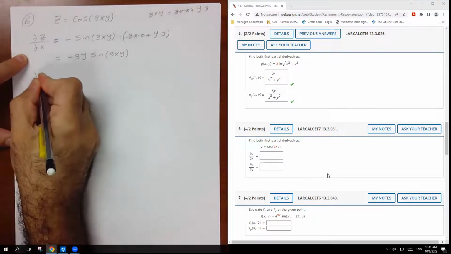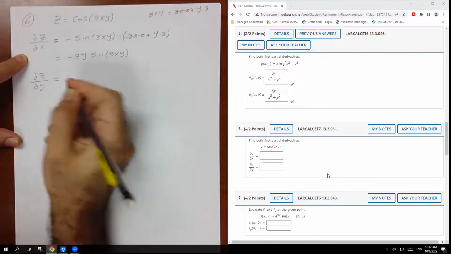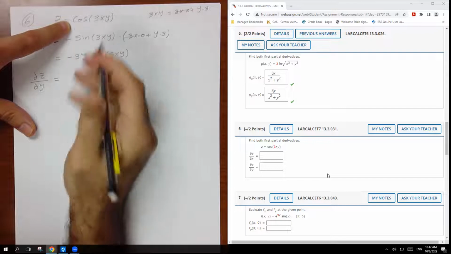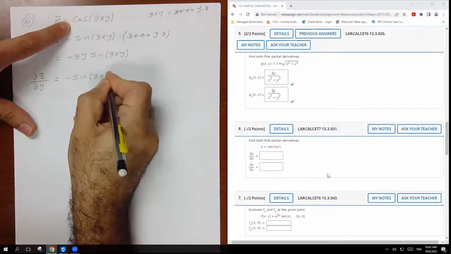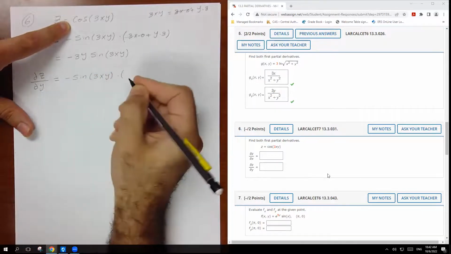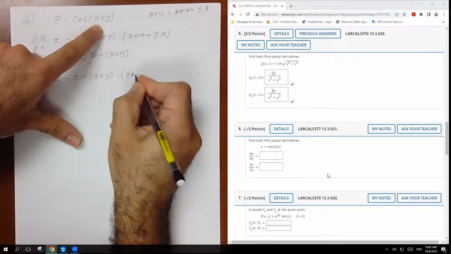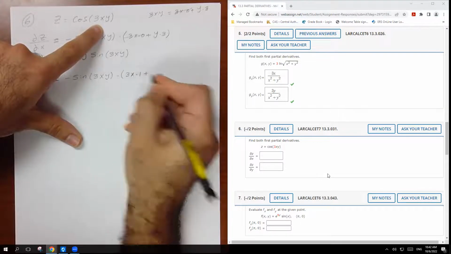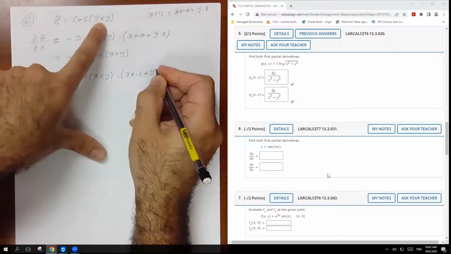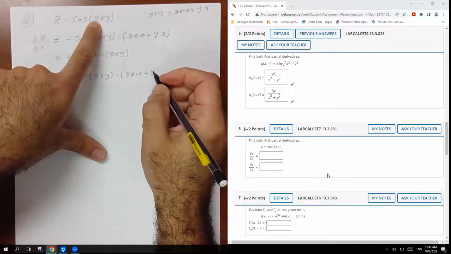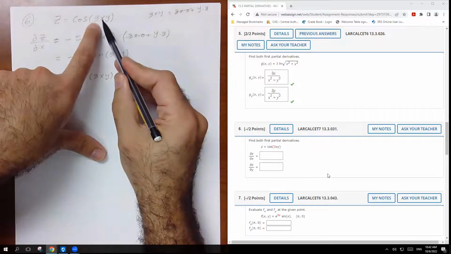We're going to do the same thing. We need to find the partial derivative of z with respect to y. The derivative of cosine is negative sine 3xy, times the derivative of everything inside. That's the first one, 3x, times the derivative of y, which is 1, plus the second one times the derivative of 3x. Be careful here, because now we're going to write down y. The derivative of just x is 0 as a constant.